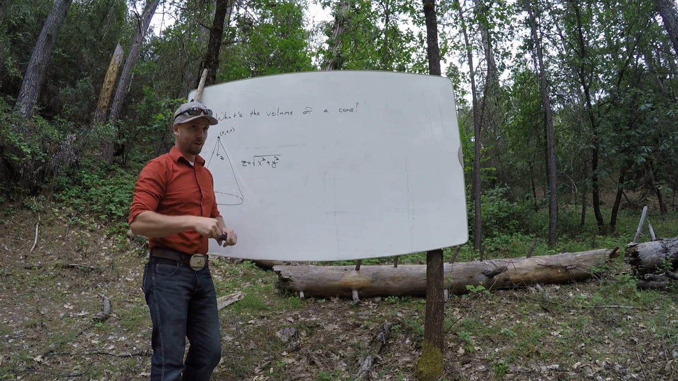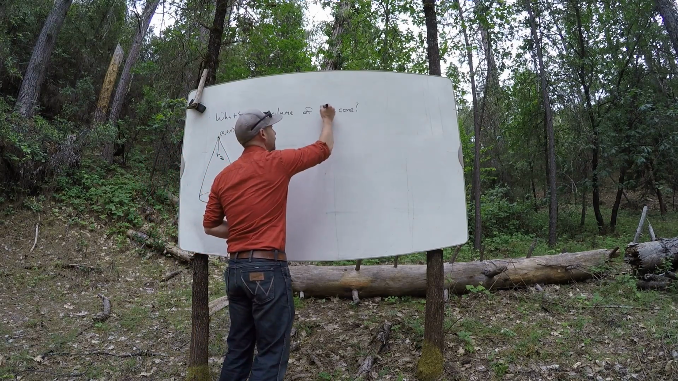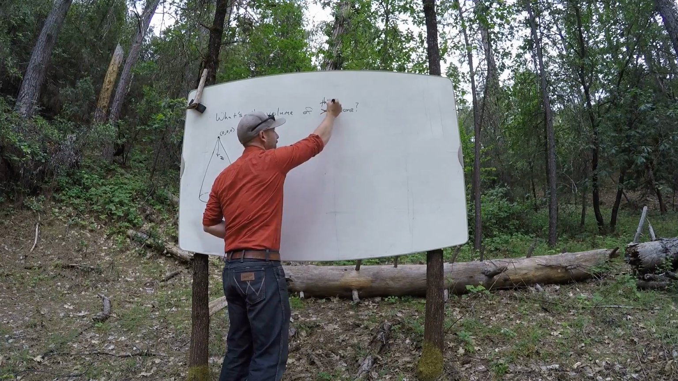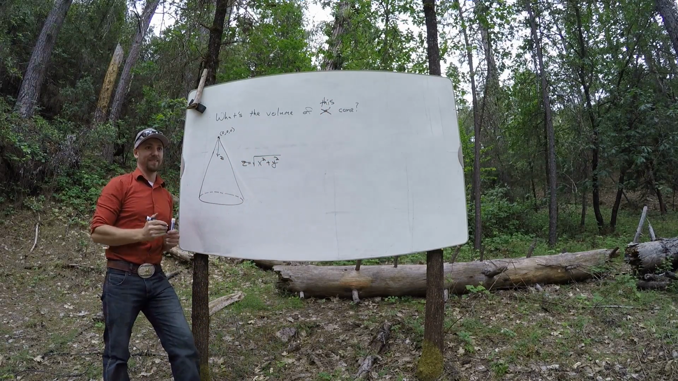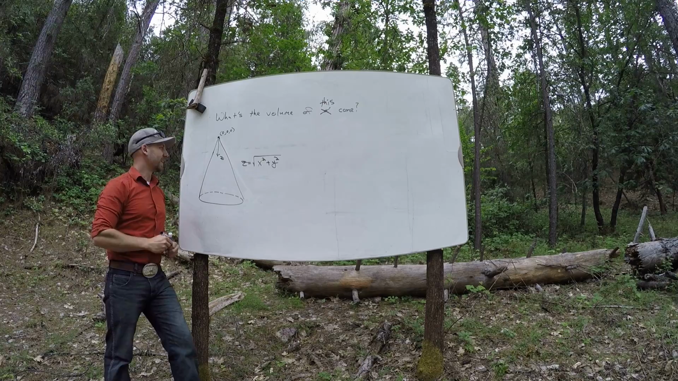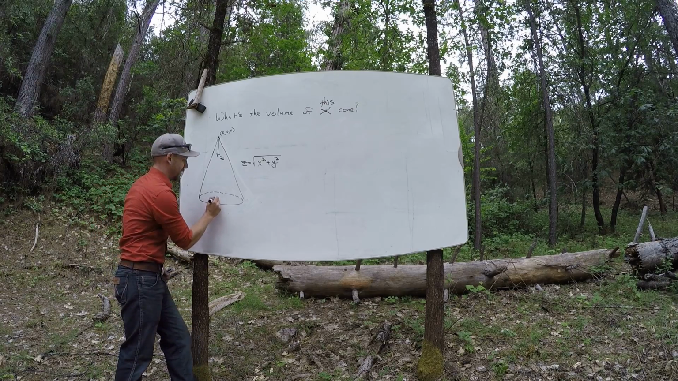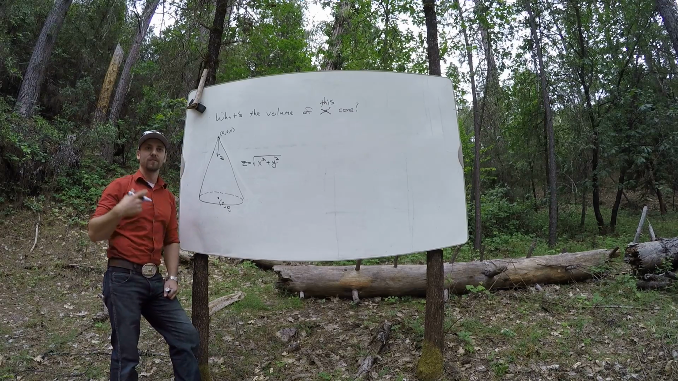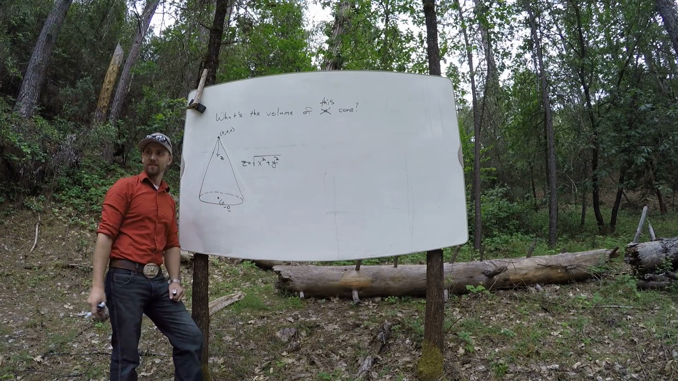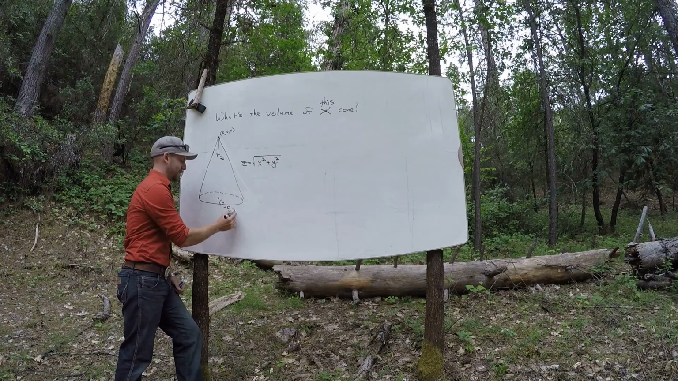So let's change our difficulty level. What's the volume of this cone? Okay, and I'm going to go to here. We're going to go to 0, 0. What's your favorite Z? 1. Good answer, Mark. 2.